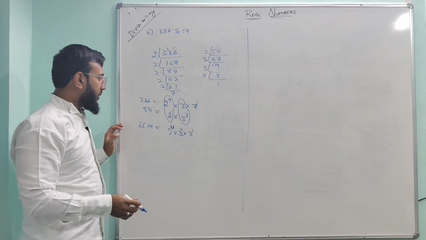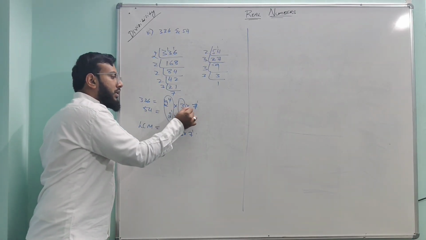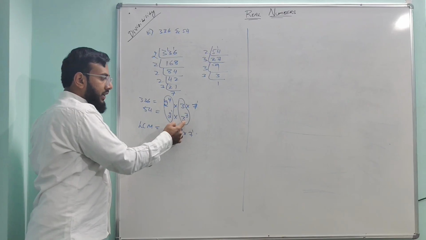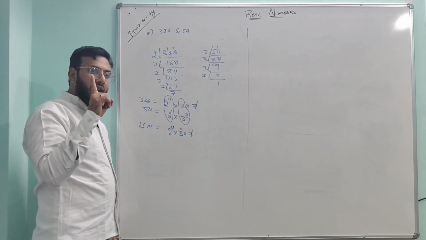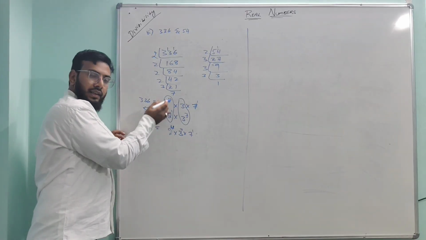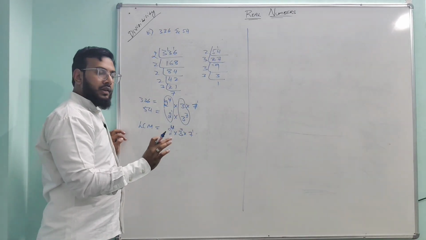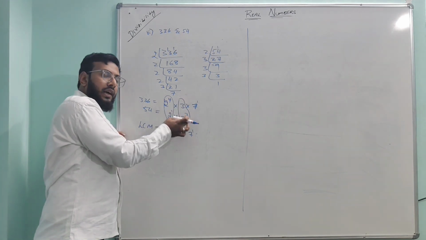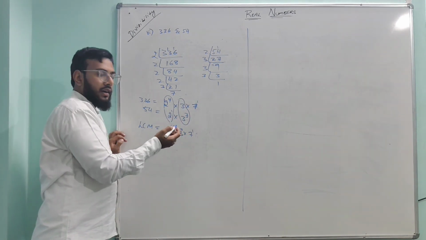7 power 1. Let me repeat again. Read all these numbers. 2 into 3 into 7, 2 into 3 into 7. 2 is already written, 3 is already written, it's repeated. We need to write only one time. Later we compare, and whichever has the highest power, we write that. Comparing these two, the highest power is 4, written here. Comparing these two, the highest power is 3, written.